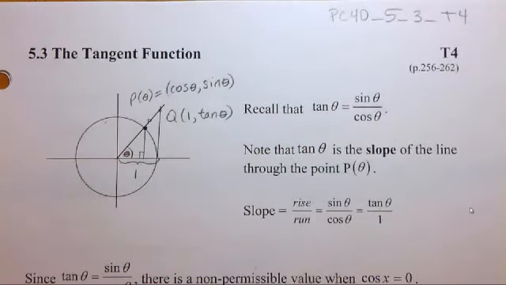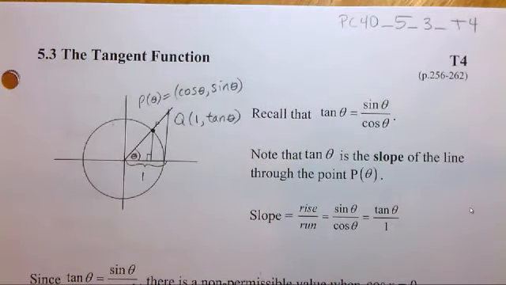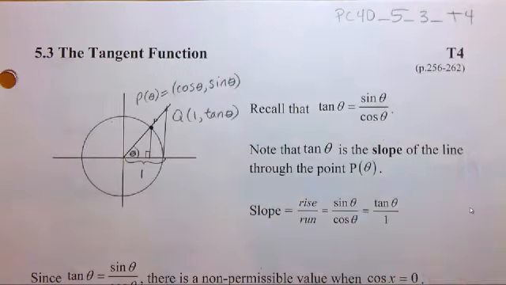Hi everyone. Okay, so in this video we're just going to quickly, very quickly look at the tangent function. It's 5.3 and it's still outcome T4.